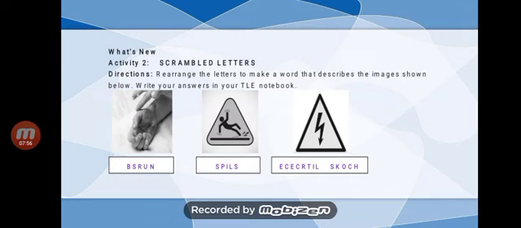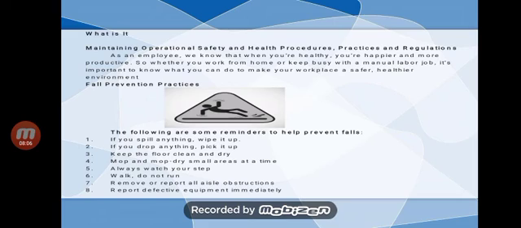What's new? Scramble letters. Rearrange the letters to make a word that describes the image shown below. Write your answers in your TLE notebook. What is it? Maintain operating safety and health procedures, practices and regulations.